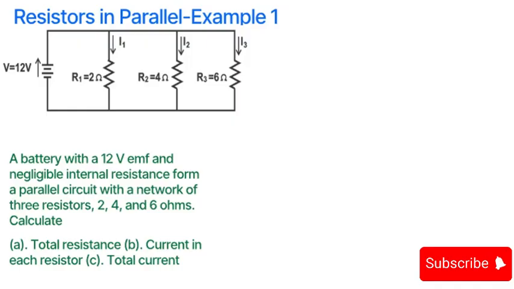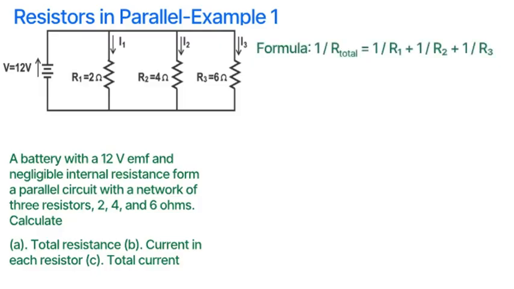So, we are given a parallel circuit powered by a 12-volt battery connected to 3 resistors, 2 ohms, 4 ohms, and 6 ohms. We will find the total resistance, the current through each resistor, and the total current in the circuit. To calculate the total resistance in a parallel circuit, use the reciprocal formula. 1 over R total equals 1 over R1 plus 1 over R2 plus 1 over R3.